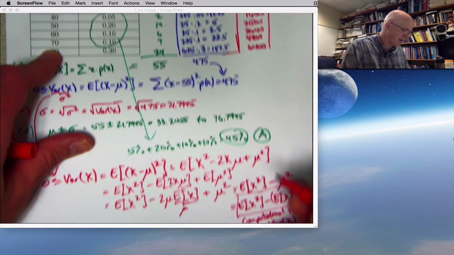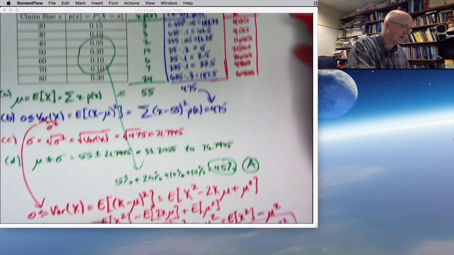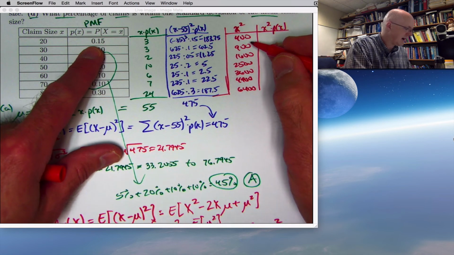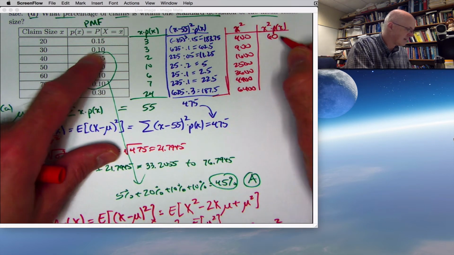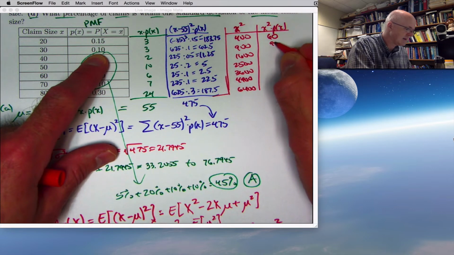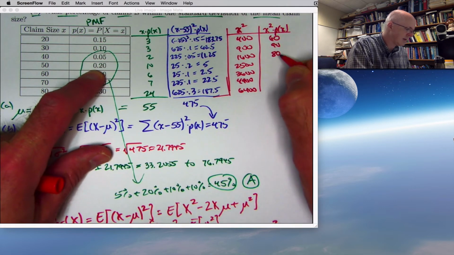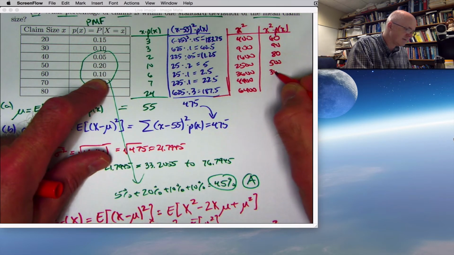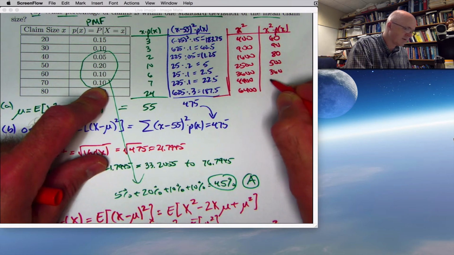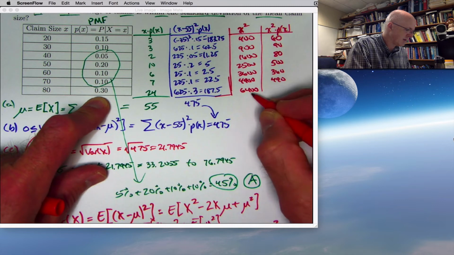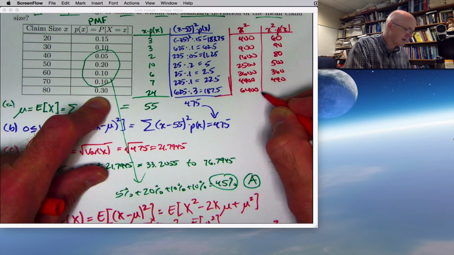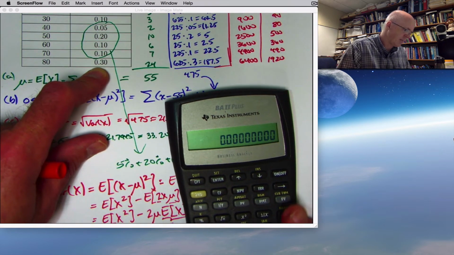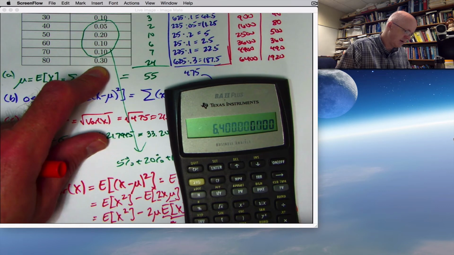What about the values? We want to go after the second moment, the expected value of x squared. I need to multiply these by the PMF values as well. 400 times 0.15 is going to be 60. 900 times 0.10 is 90. 1600 times 0.05 is going to be 80. 2500 times 0.2 is going to be 500. 3600 times 0.1 is 360. 4900 times 0.1 is 490. 6400 times 0.3, what will that be? 640 times 3, that'll be 1920. Double check that here. 6400 times 0.3, yep, 1920.